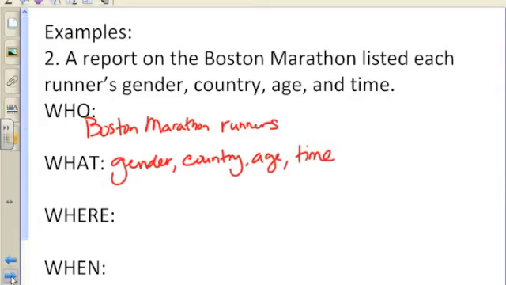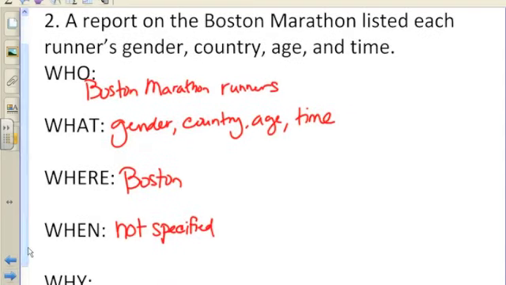Where? Where did I gather this information? Well, I'm going to guess that the Boston Marathon takes place in Boston. When? It doesn't have a year or even a time period listed, so I'm just going to write not specified.